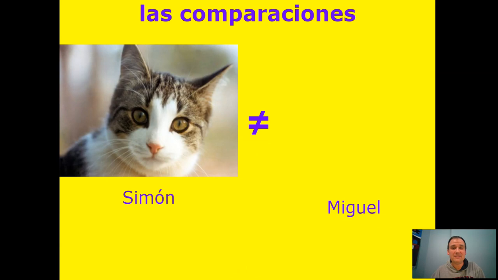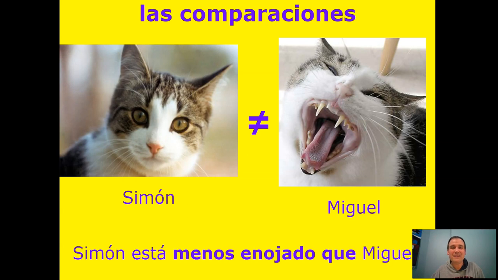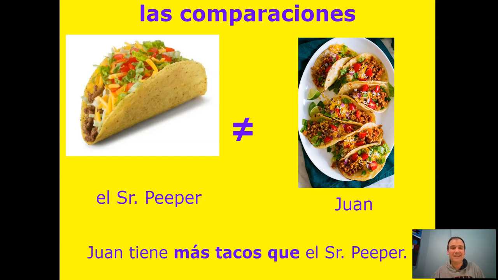Let's try another one. This is Simón. This is Miguel. All right, as you can see, they are definitely not equal. All right, how can we compare them? Simón está menos enojado que Miguel. All right, let's try another one. Here's Señor Peeper. Here's Juan. All right, Señor has a taco. Juan has lots of tacos. Not equal. All right, Juan tiene más tacos que el Señor Peeper.